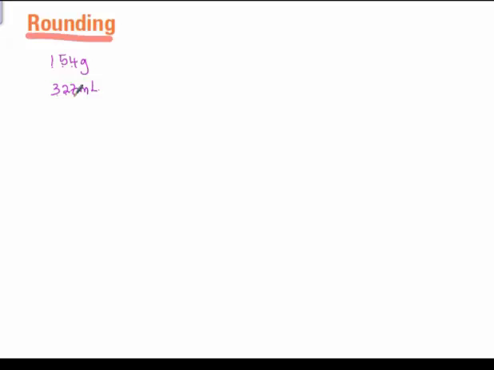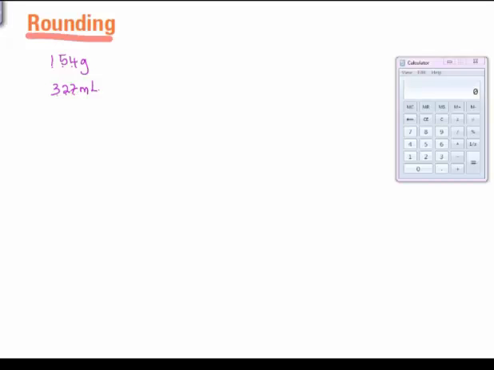The calculator would show a numerical answer which is different. So let's see what the calculator will show here. If we have those numbers divided, 154 divided by 327, this is what the calculator will show you. It will be a number with a long digit. So the answer contains digits not justified by the measurements used to calculate it.